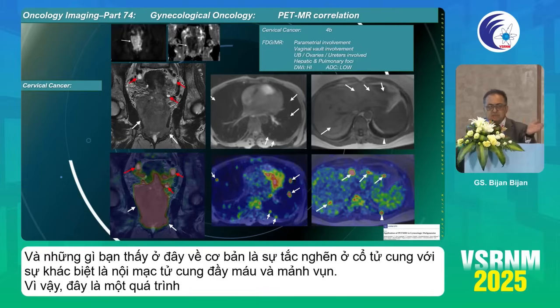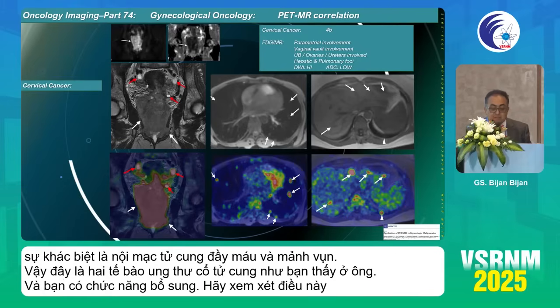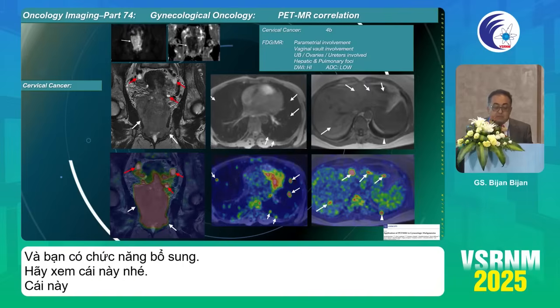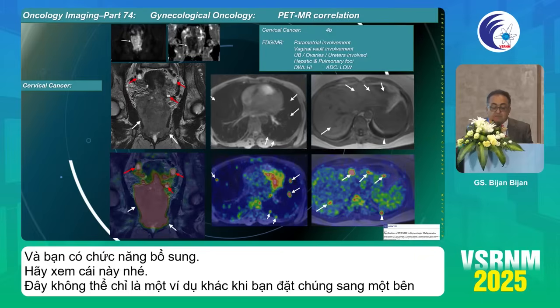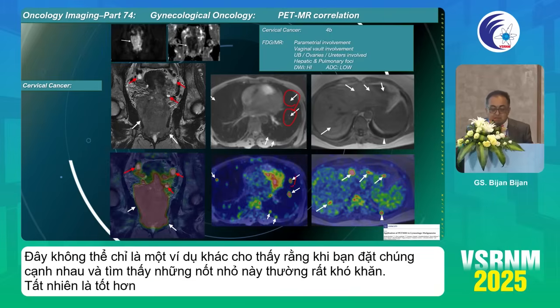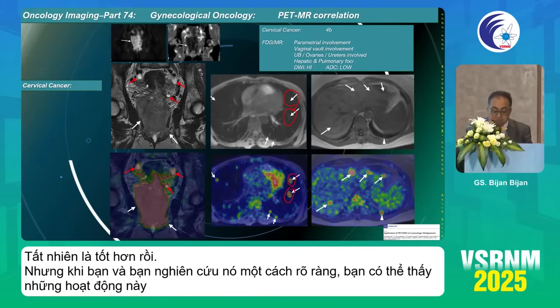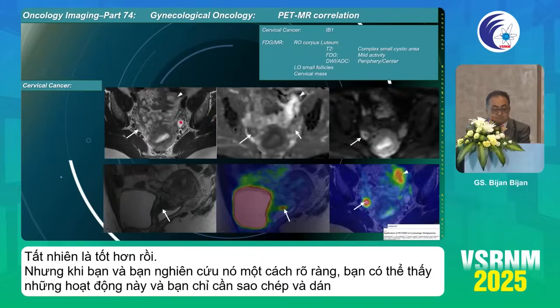As you see, MR and PET have complementary functions. Take a look at this one. This is another example, when you put them side by side, finding these little nodules is usually difficult by MR. CT is better, of course, but when you do an FDG study, clearly you can see these activities, and you can do the top-to-toe staging for these cases.